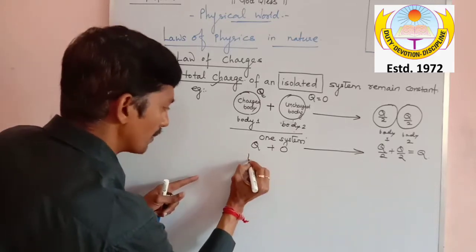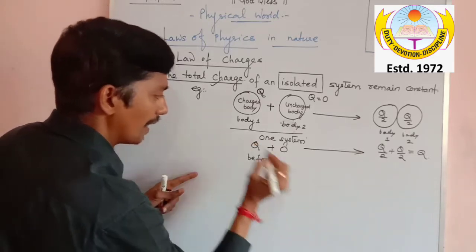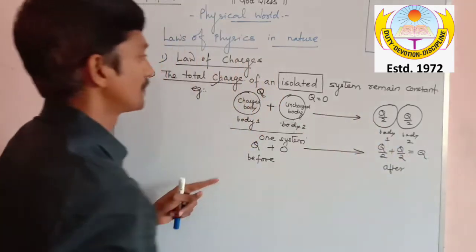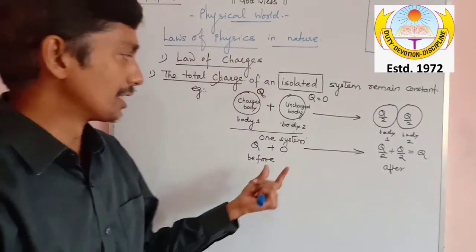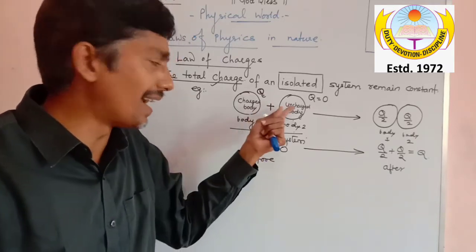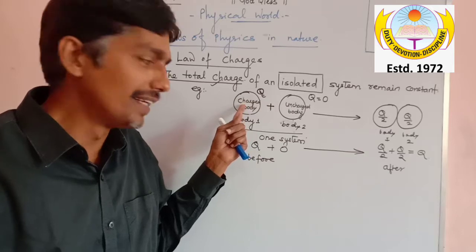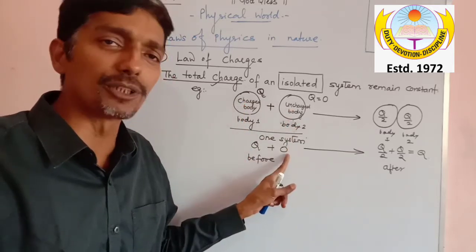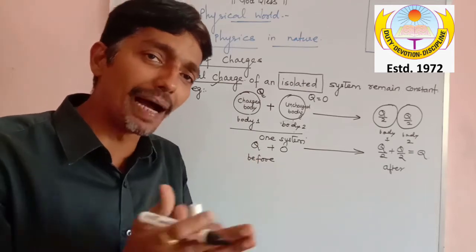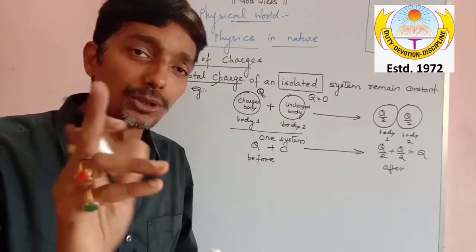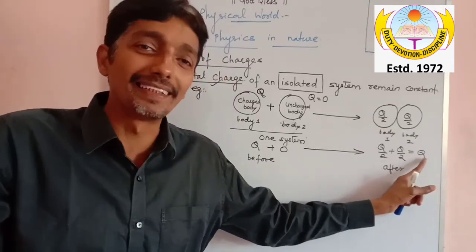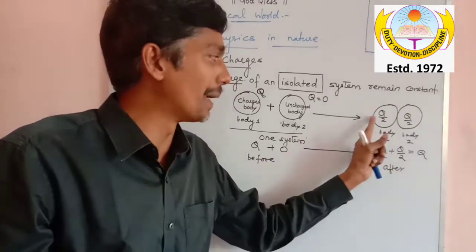So this is before, and this is after. This is before, when it was combining. When I have combined an uncharged body with the charged body, what happened? The uncharged body was having 0 charge, and the charged body has Q charge. But when they combine, the total charge is still Q. Only what happened? They share the charges, Q by 2, Q by 2.